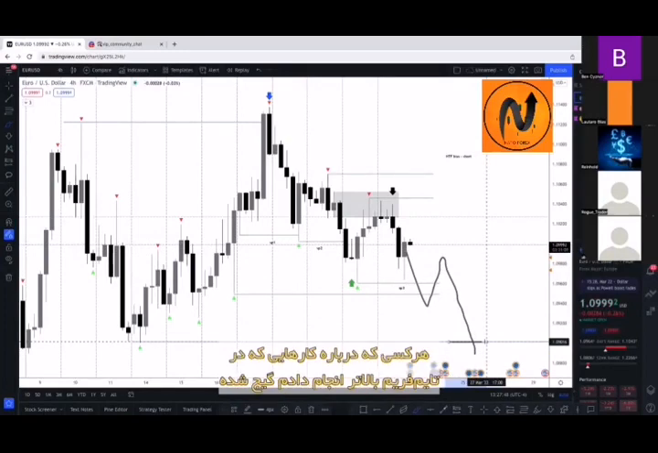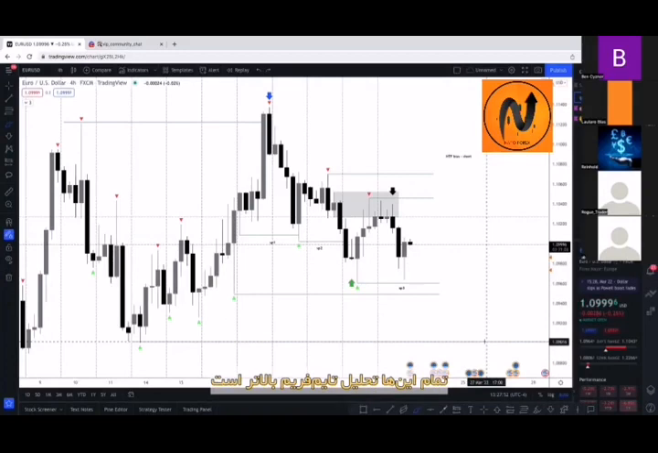Anybody confused on anything that I'm doing on the high time frame? This is all just high time frame analysis right now. We haven't even moved in to the crux of my entries or anything like that.